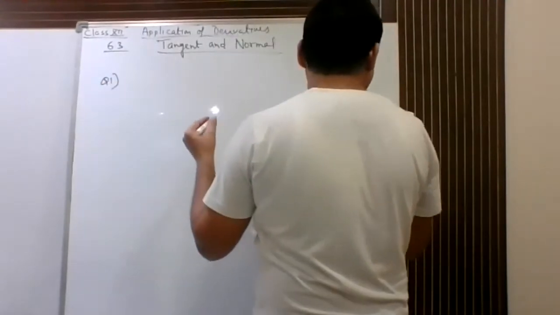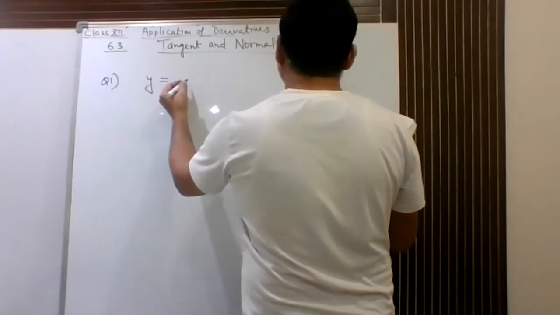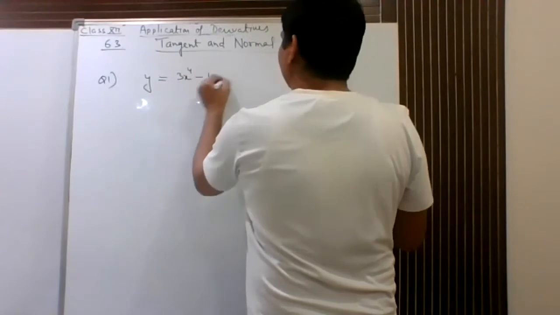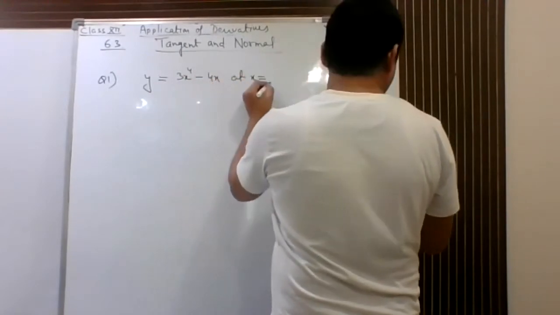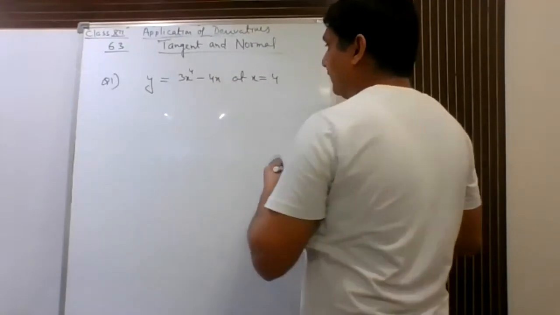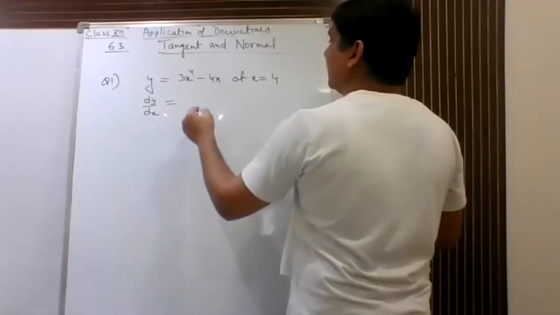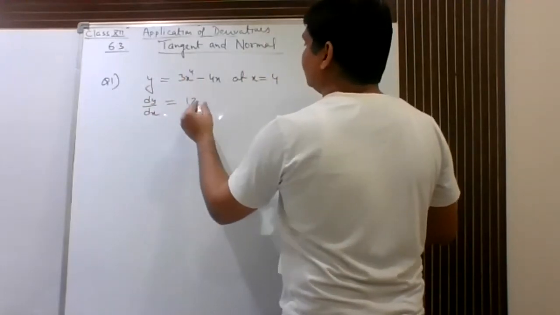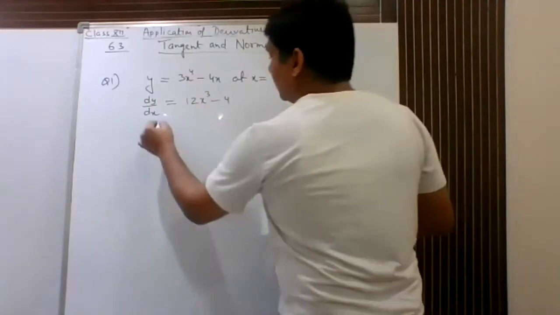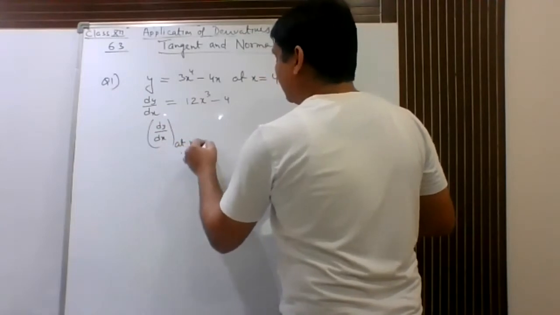In this question, find the slope of the tangent to the curve. The equation of the curve is given to us, and we want to find the slope of the tangent at x equal to 4. The first step is simply to take the derivative, so take dy upon dx. That can be written as 12x to the power 3 minus 4. Now the slope of the tangent will be dy upon dx at x equal to 4.